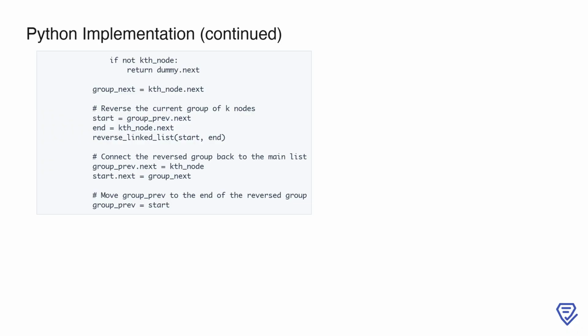After reversing, we reconnect the reversed group back to the main list. We do this by setting group_prev.next to kth_node, which is now the new head of the reversed group, and start.next to group_next, ensuring that the reversed group links to the remainder of the list. Finally, we move group_prev to the end of the reversed group, which is now represented by start, preparing for the next iteration of the while loop. This process repeats until there are no more complete groups of k nodes to reverse.